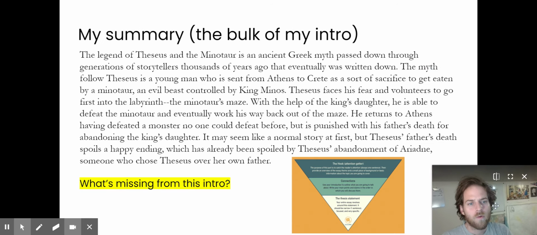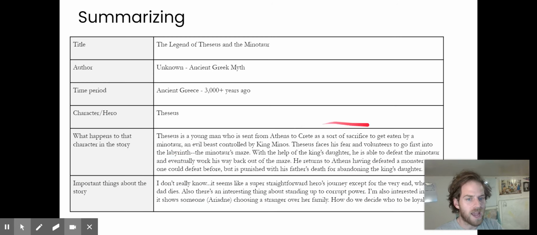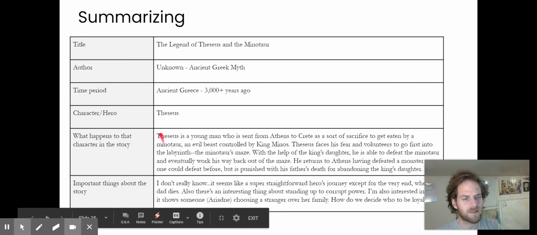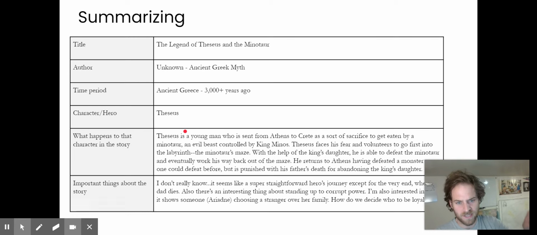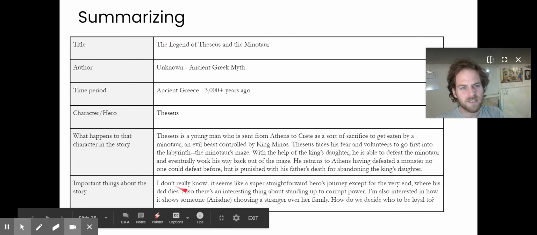So what you'll notice is that in my introduction, the summary ends up being the bulk of my intro. And what I've done in it is I've just explained everything in that organizer, focusing mostly on what happens in the story, both the beginning, middle, and end. Now, since this is a hero's journey, you want to make sure you include the parts that happen on the hero's journey.